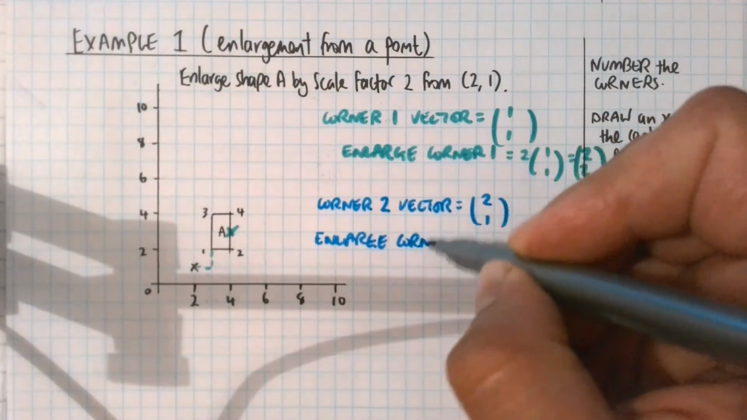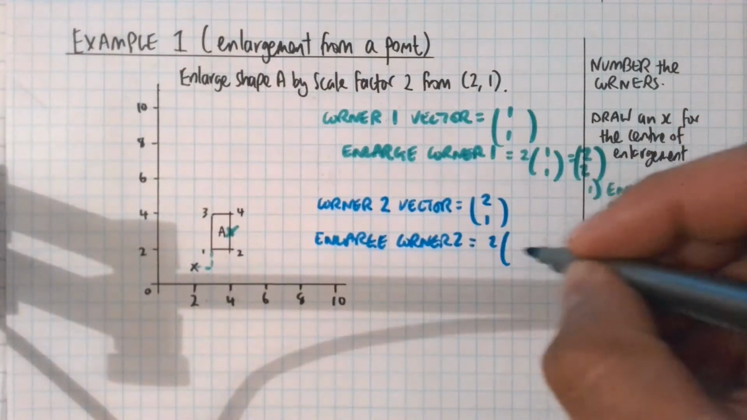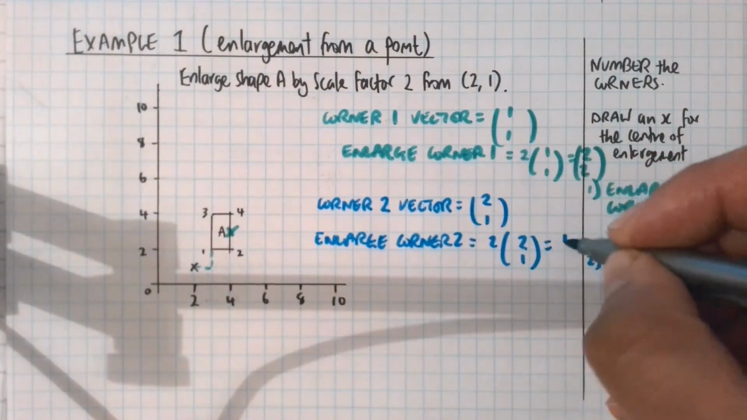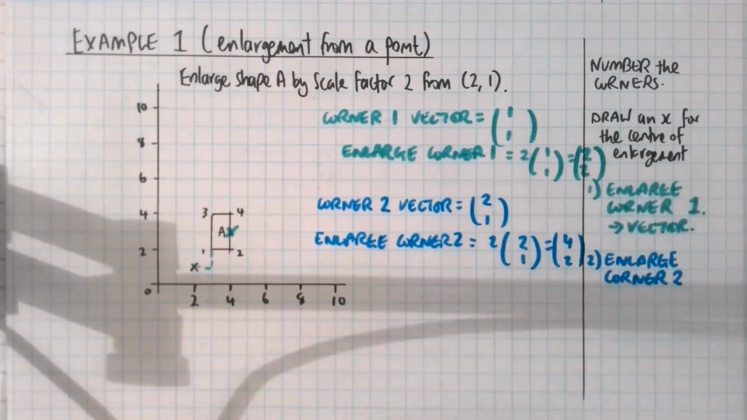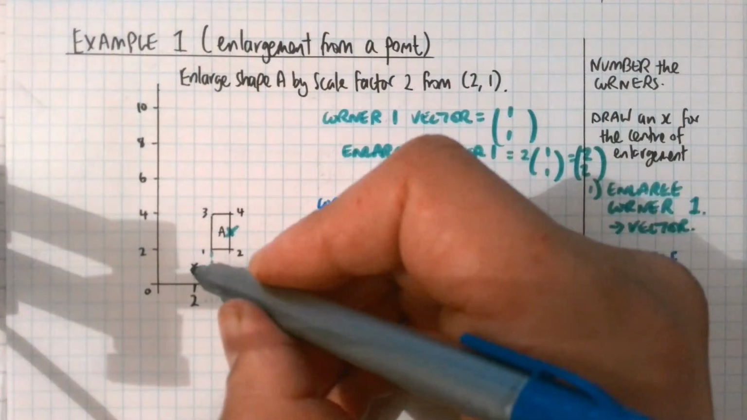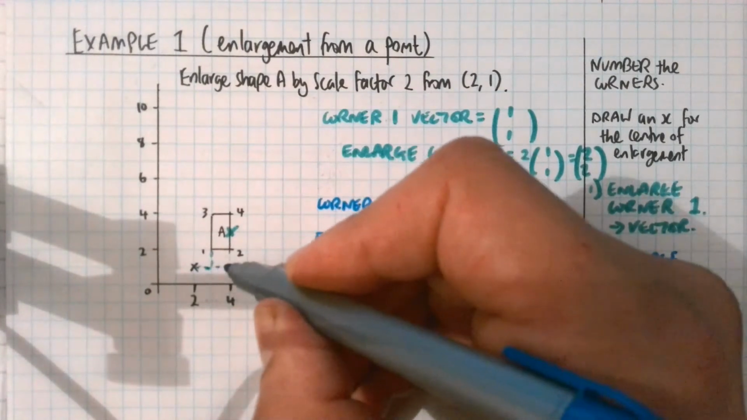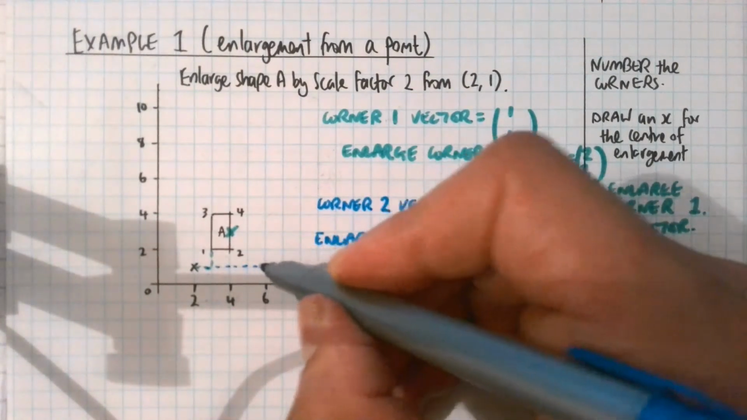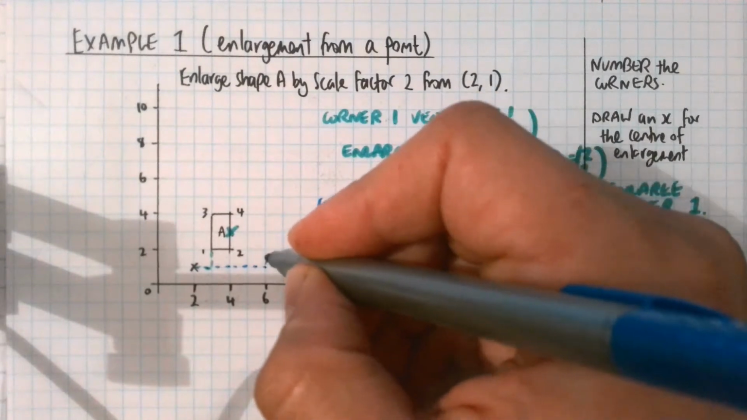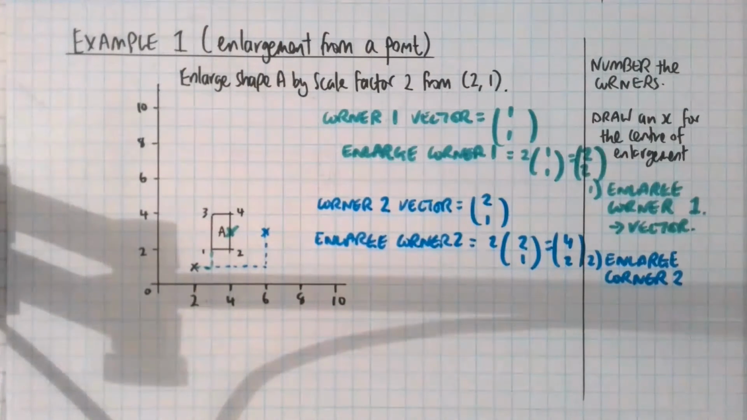Now we're going to enlarge that vector by the scale factor 2. So again, we're just multiplying, and it's going to become 4 and 2. We're scaling up our original vector 2 and 1, and we end up with 4 and 2. So I'm going to go across from the center 4 squares, 2, 3, 4, and then I'm going to go up 2 squares, 1, 2, and draw an X there. So we've got 2 points plotted.